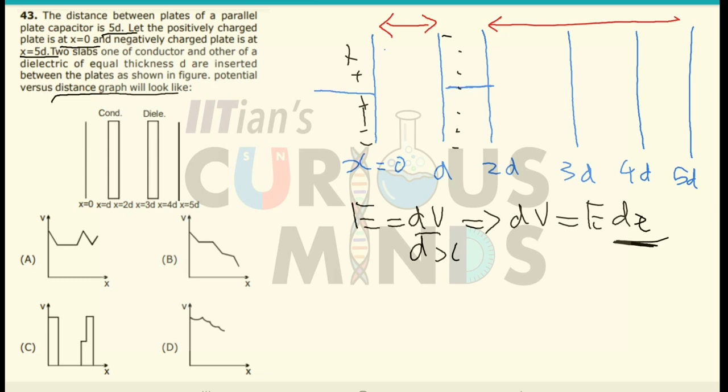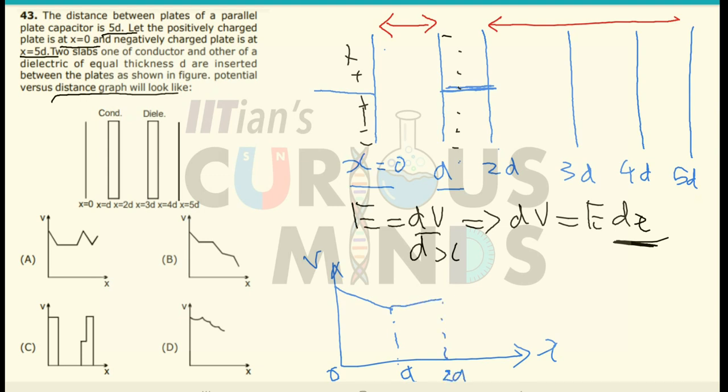So first of all, if I draw the graph of V versus x, between 0 to d it will decrease gradually, that is, between 0 to d I will get a graph somewhat like this. What will happen between d and 2d? Between d and 2d there is simply a wire connected, so there will be no change in the potential. The potential remains constant between d and 2d. Between 2d and 3d again the potential decreases because it is linearly dependent.